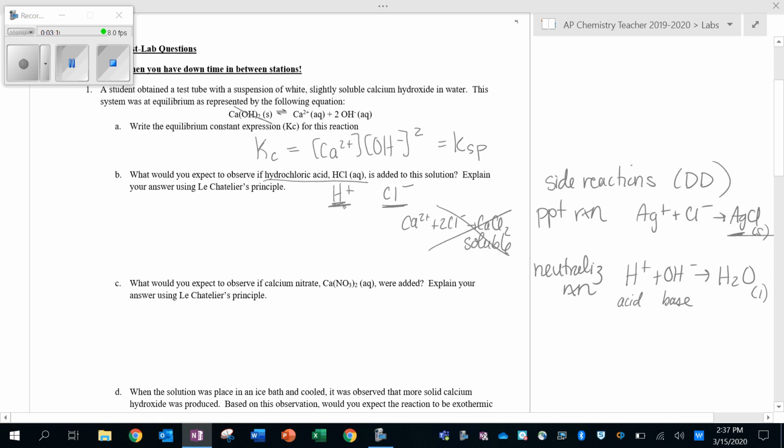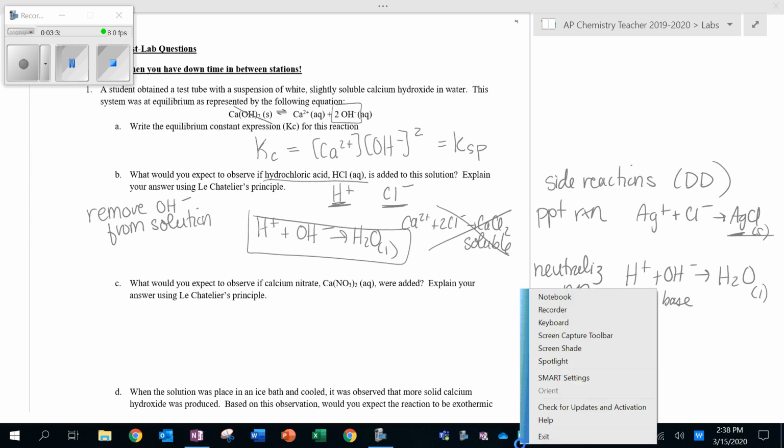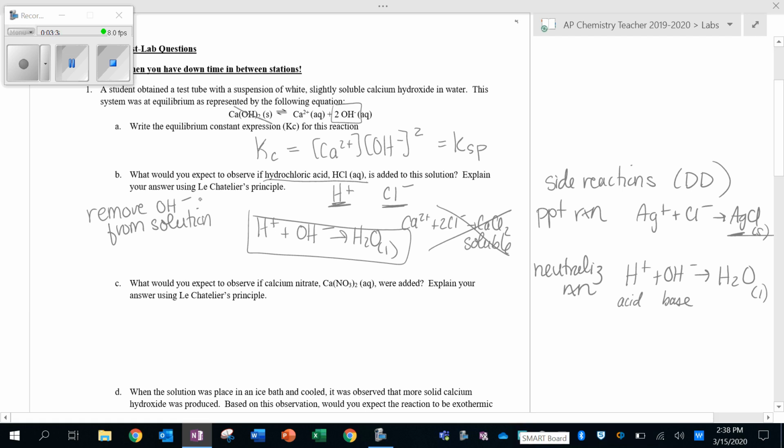So now let's take a look at the H plus. Well, the H plus could react with a hydroxide that's up here, and that will form liquid water. So what happens is this reaction occurs. That is going to remove hydroxide ions from the solution because they're going to react with the hydrogen and form water. So your amount of hydroxide is going to go down. And your hydroxide ions are a product in this reaction. So if we remove them, the reaction is going to shift to the right.